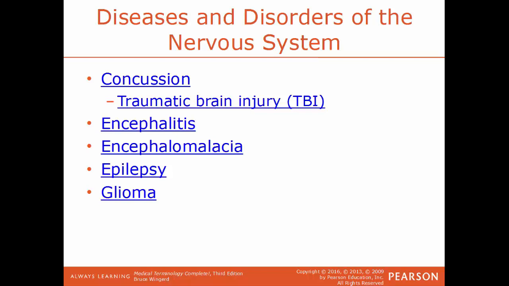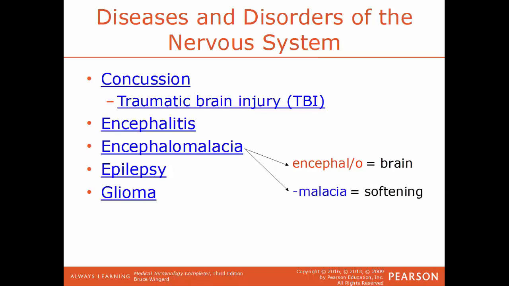And sometimes this term is used to reference the confusion after the injury or the temporary incapacity caused by the injury. If this is severe enough, this could lead to a TBI, traumatic brain injury. And this could lead to either temporary or permanent impairment of physical, psychological, and cognitive function. Encephalitis, the inflammation of the brain. Encephalomalacia, I'm going to break down that term. Encephalo means brain. Malacia means the softening. So this references a softening of the brain tissue.